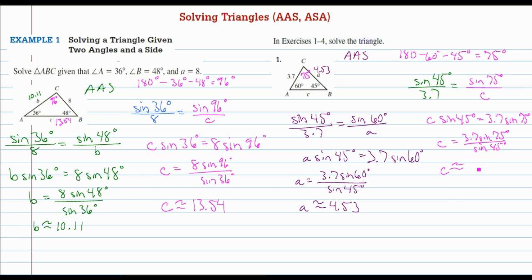Now I plug all this in my calculator and I get that C is approximately 5.05 units.